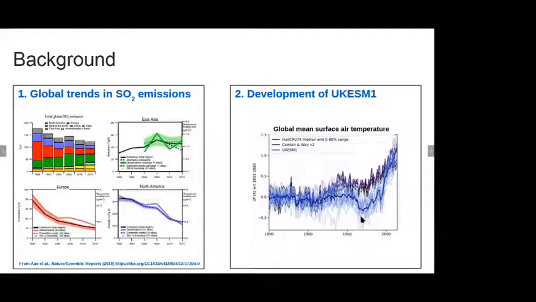The second motivation for the work is that we've recently done some development of UKESM1 to correct for this cold bias in global mean surface air temperature. So you can see here in this time series, where UKESM is in the blue and the observations are in purple and black, that the model is too cold for much of the early 20th century. And this issue was attributed, not solely but partly, to too much sulfate aerosol in the atmosphere. So a certain amount of development work has been done to modify the sulfur aerosol precursors and processes in the model, which I'll come to in a bit.